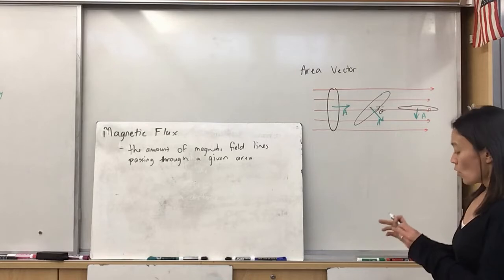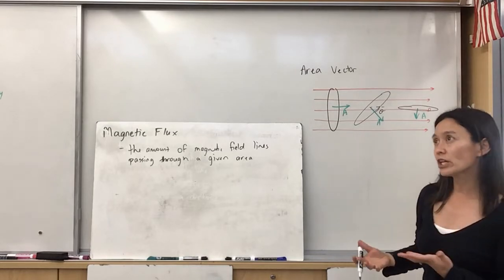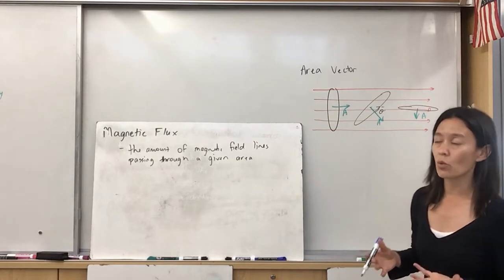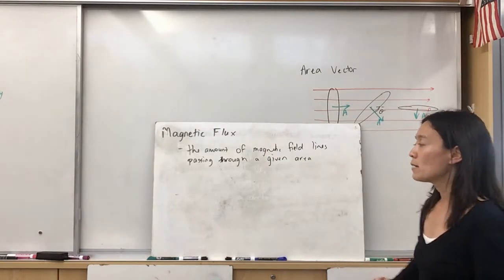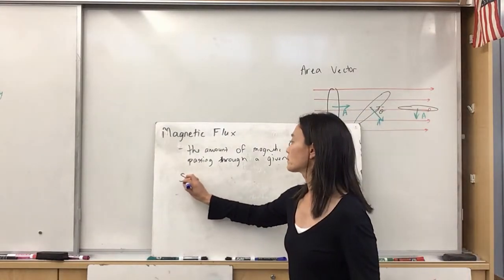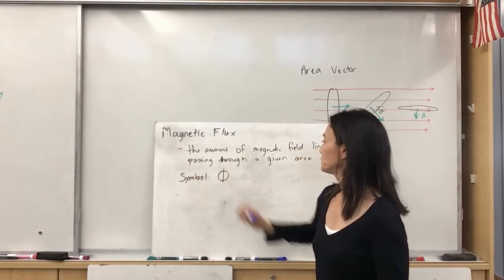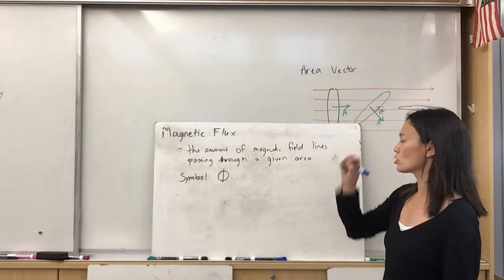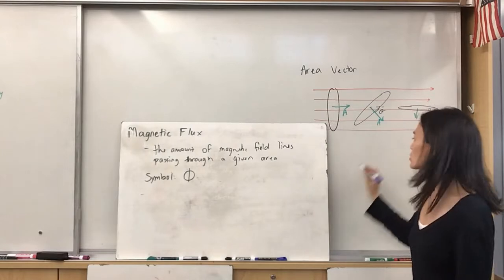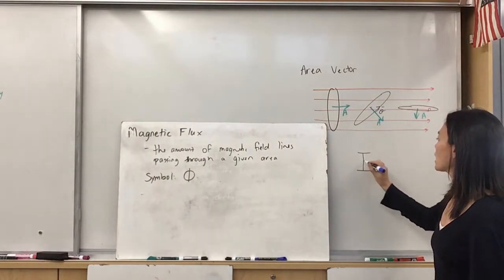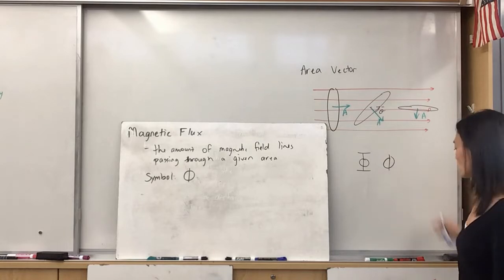Okay? So when we talk about the idea of magnetic flux, it's important to understand the area vector and what direction that area vector is oriented. So let's now quantify magnetic flux. We symbolize it with the Greek letter phi. It's like a circle with a vertical line going through it. It's actually the lowercase of the two. The capital one looks like a capital I, and then the lowercase one is like this. So we're doing the lowercase phi.